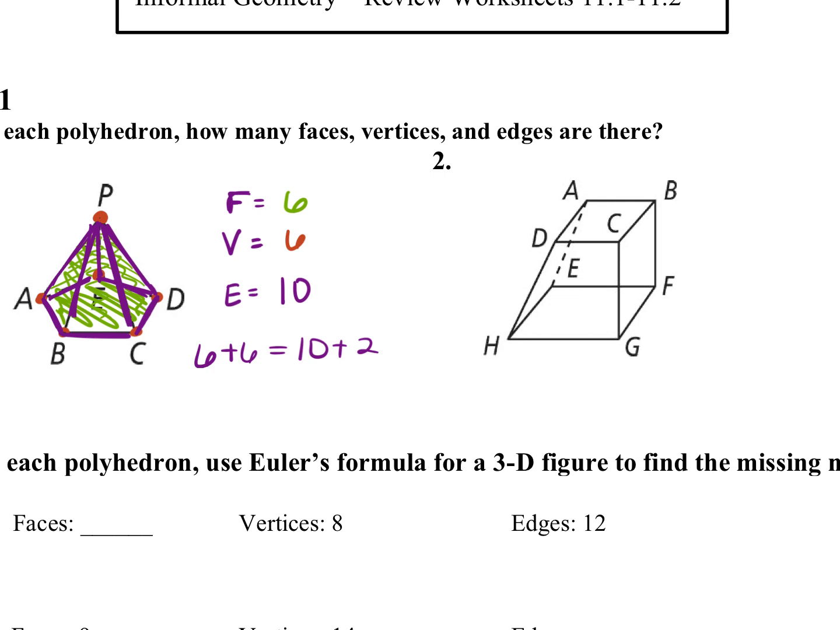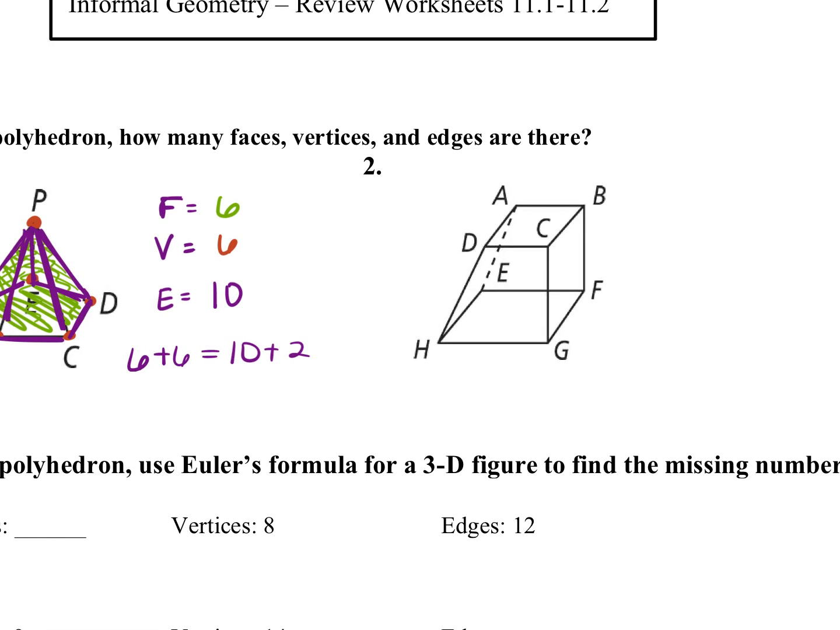Okay, this one. How many faces do you see? 1, 2, 3, 4, 5, 6. There's 6. There's a front, there's a back, and then there's 1, 2, 3, 4 that wrap around.